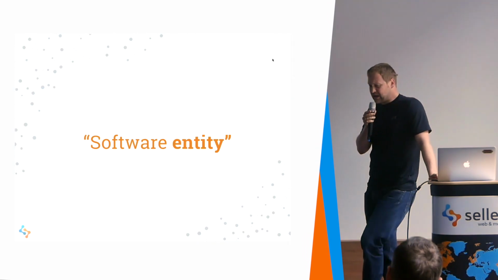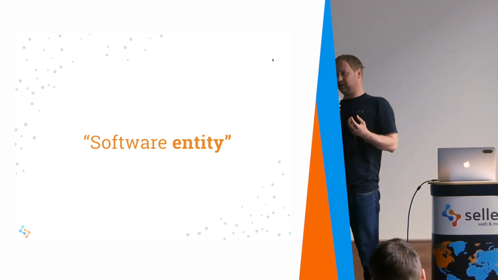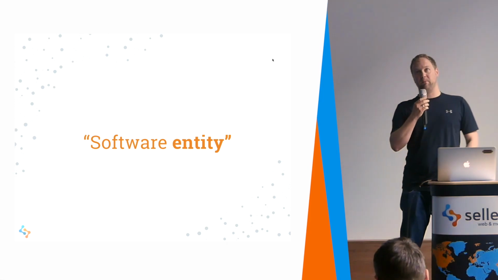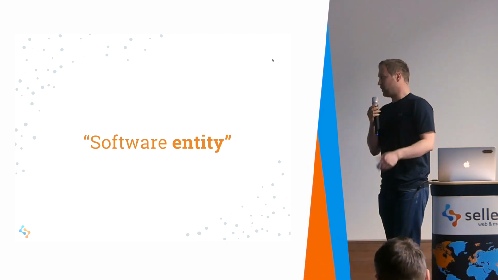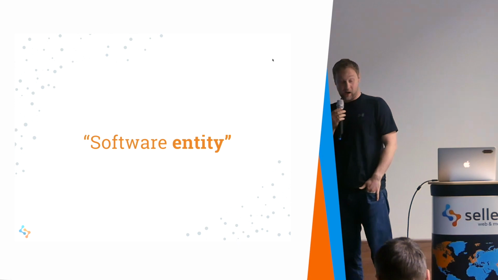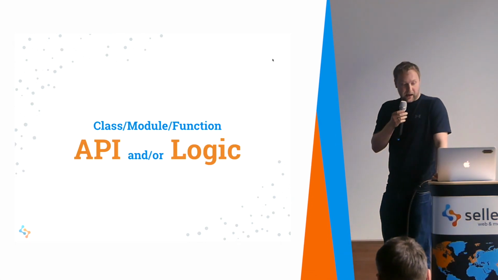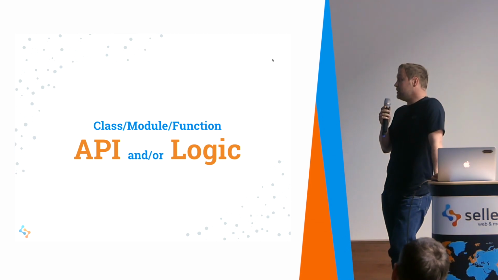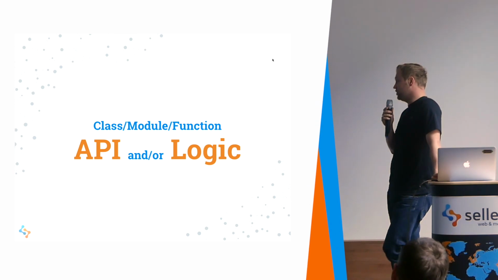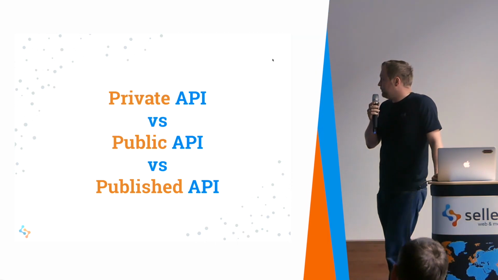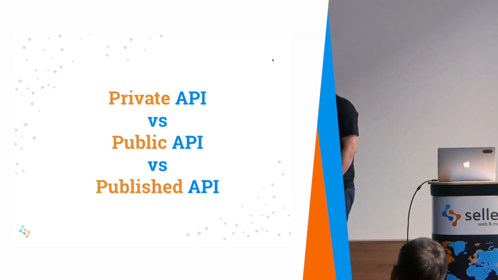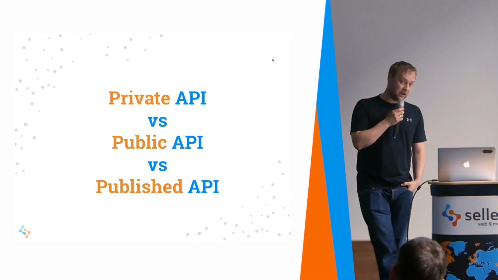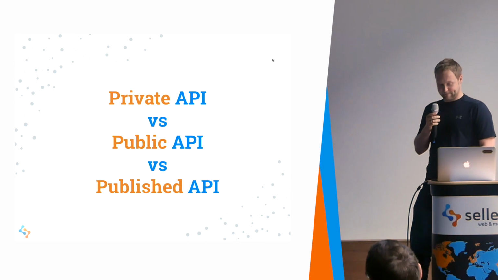In the last part, there was a software entity. So this is a subject for which we should apply some ways to make the software entity extendable, but without modifying it. And this entity, I think it's just an API or a logic of a class or a module or a function. But let's focus on the API first. So I think that we should distinguish between types of API. We've got a private API and public API and something called published API.